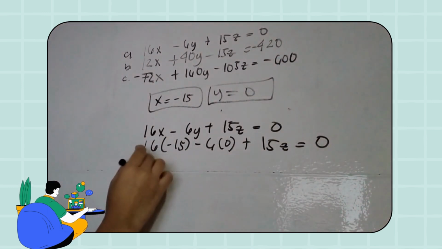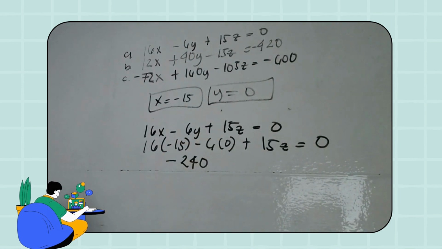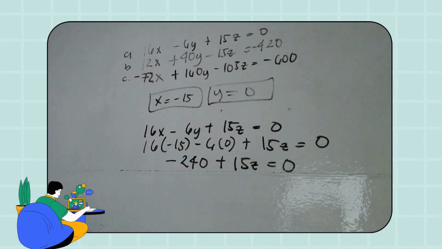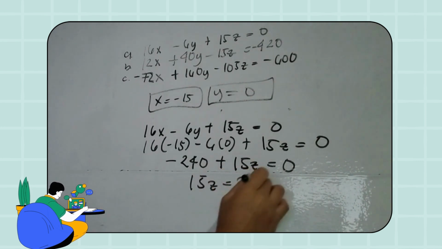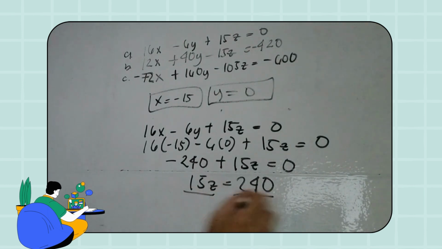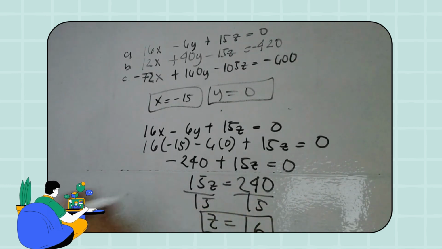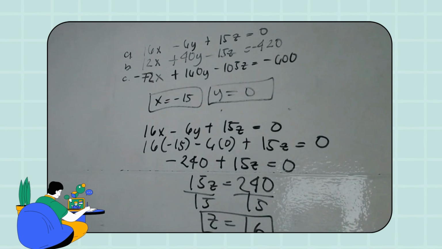So let's simplify it. We have 16 times negative 15 is negative 240. Negative 6 times 0 is 0. So plus 15z equals 0. Let's arrange it. We have 15z equals 240, divided by 15. So z is equal to 16. So our solution for this system of equations is x equal to negative 15, y equal to 0, and z equal to 16.